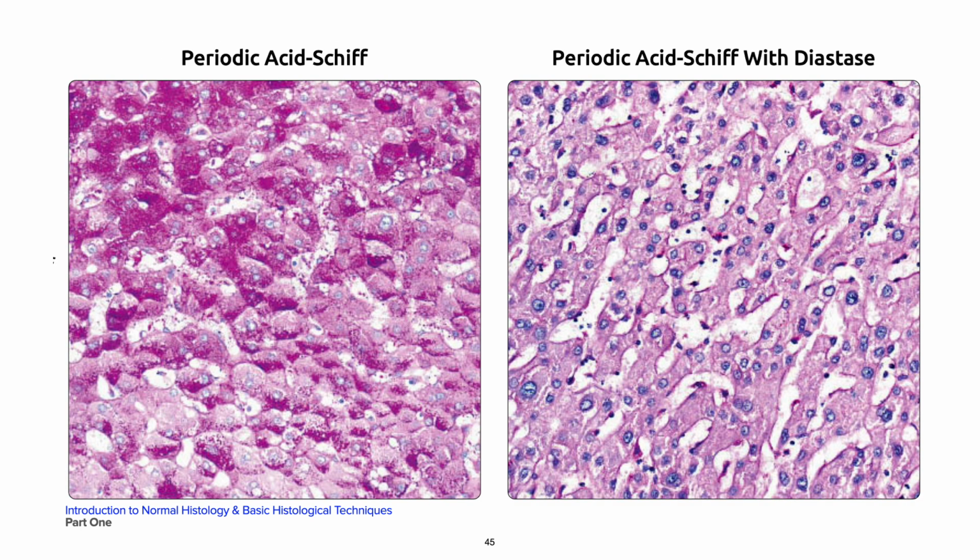On your left is the periodic acid Schiff stain, which is used to highlight a variety of substances from neutral mucins to polysaccharides such as glycogen. This image shows intracytoplasmic glycogen, which is bright pink in normal liver tissue. On your right, pre-treatment of a tissue section with diastase causes the digestion of glycogen, removing the bright pink periodic acid Schiff staining from tissues that normally contain this polysaccharide.